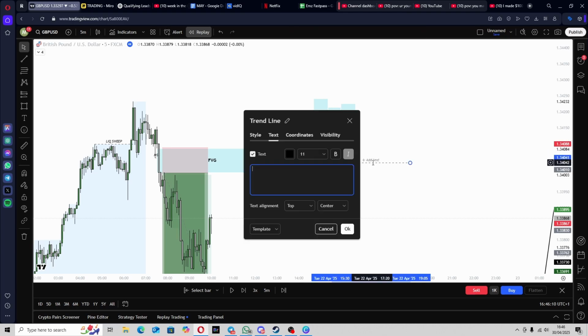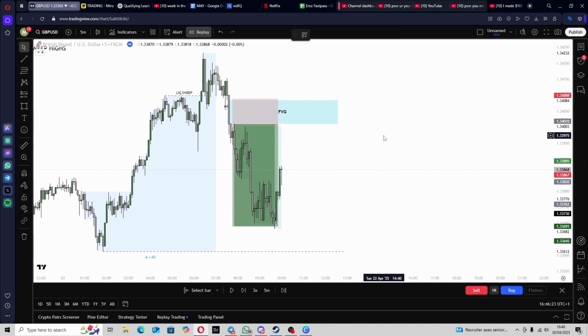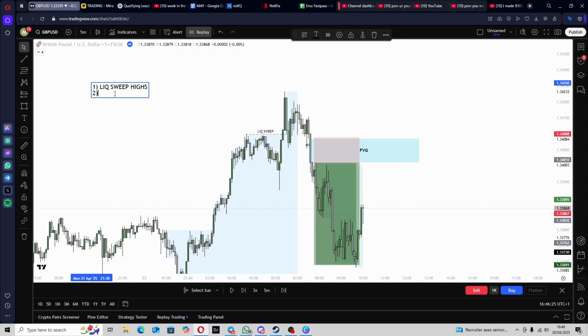And as soon as we got that, we can just mark it out as our fractional low, right? And there we go, we just got the fractional low, and that's how we actually identify our market structure shifts, right? So that's one thing right there. So we got the market structure shift with fractional low. Okay, what's next?